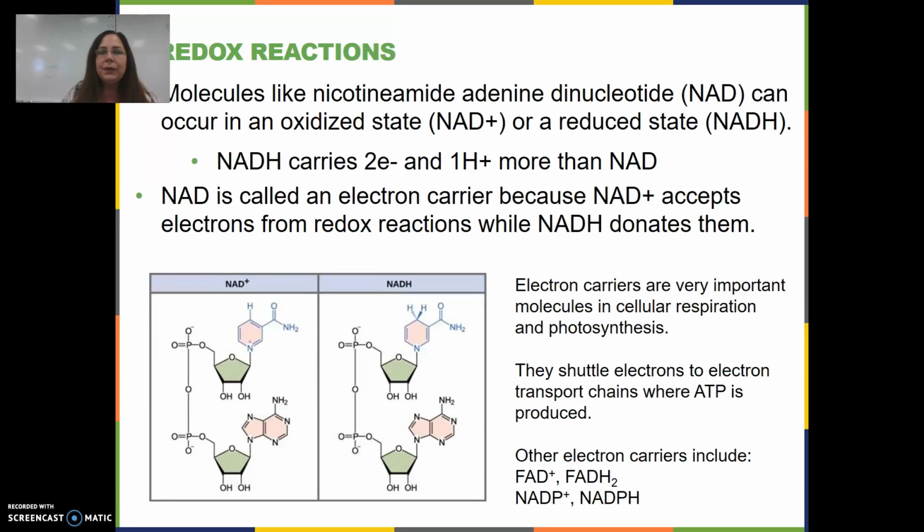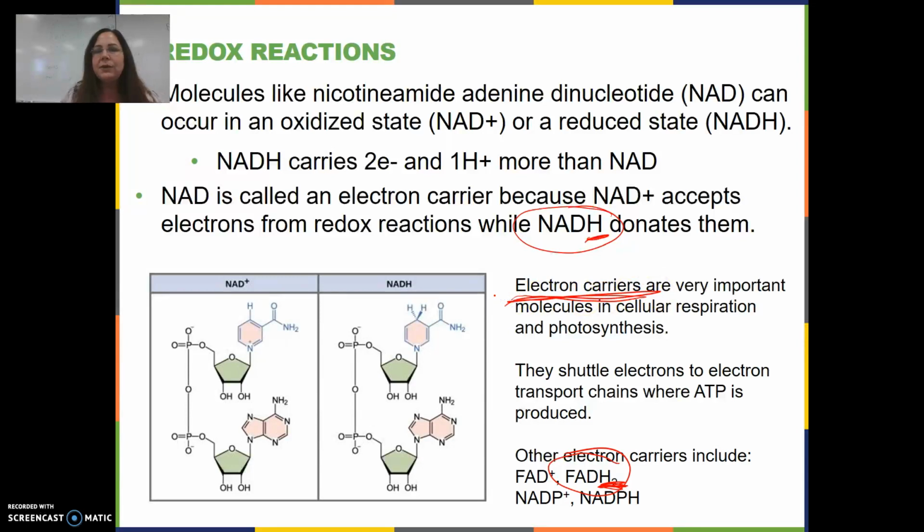Two chemicals that I want you to know about and recognize that are reducing agents are NADH and FADH2. NADH, as you can see, contains a hydrogen atom on the end, and FADH2 contains two hydrogen atoms on the end. So these molecules are reducing agents because they're able to donate hydrogen, which carries an electron with it. In other words, they're able to donate an electron, and they're called electron carriers.